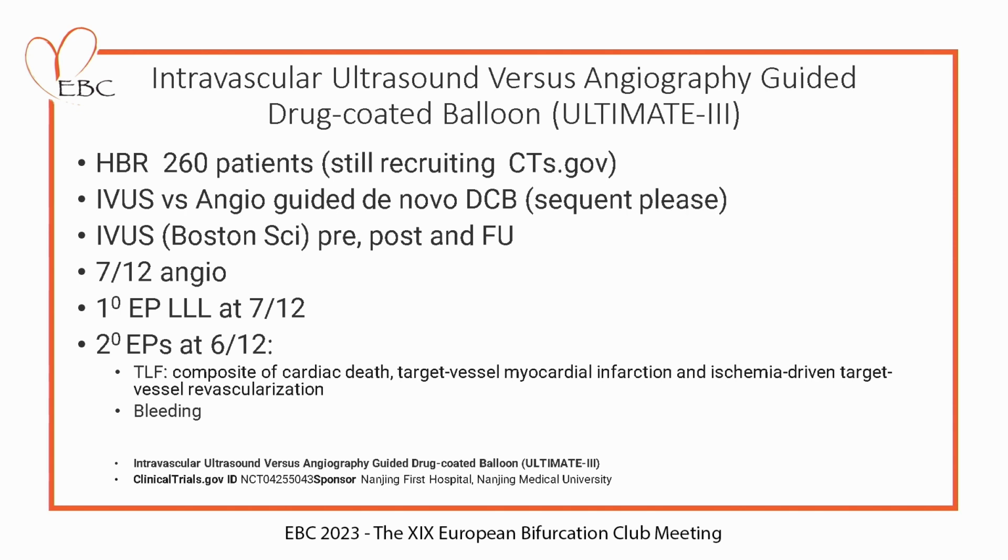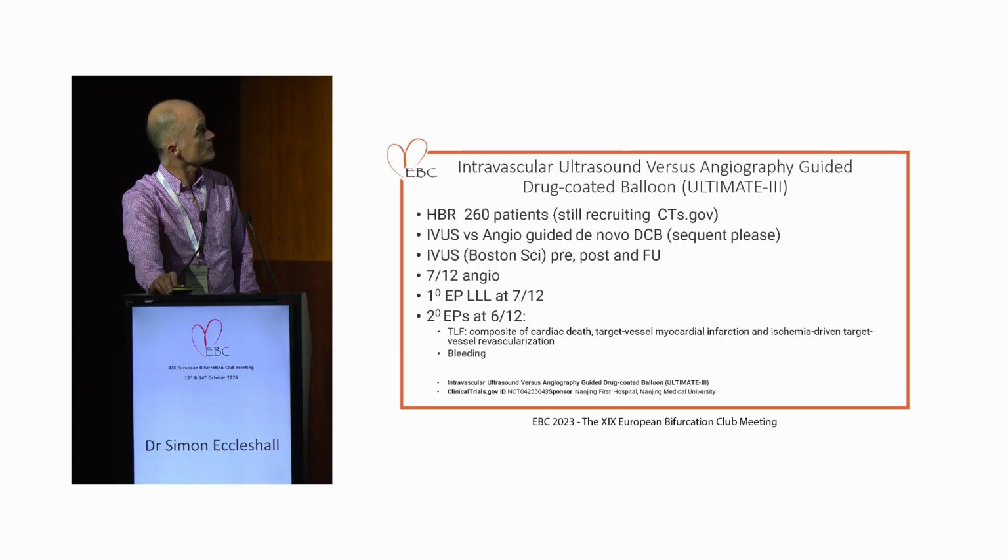So there is one study that I could find which is looking at the use of IVUS versus angiography to guide drug-coated balloon in de novo vessels. It's called Ultimate 3. It's in high bleeding risk patients. It's between IVUS and angio guided for de novo with the Sequent Please balloon. Seven-month angiographic follow-up with the primary endpoint of late lumen loss, secondary endpoints at 6 months. As far as I can work out, it's still recruiting.